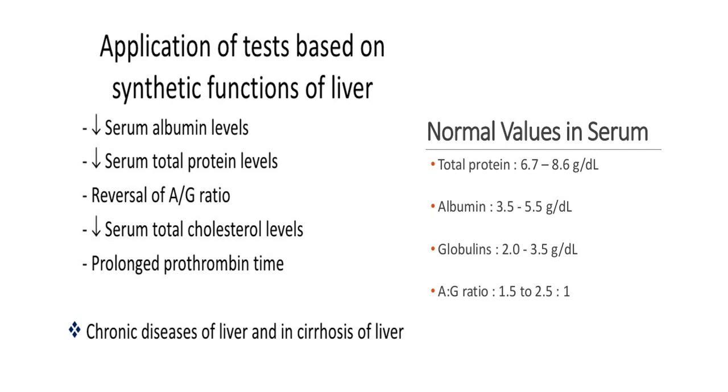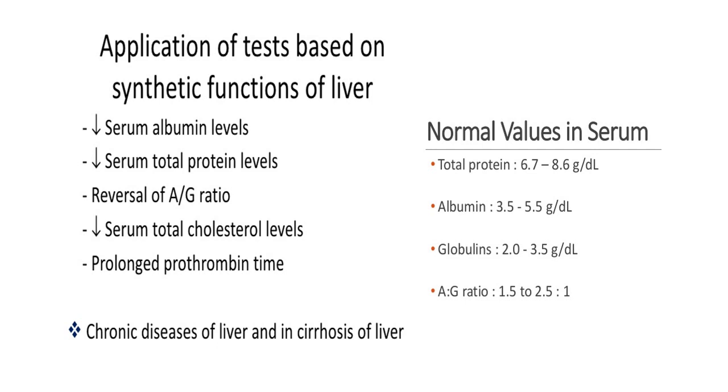Then serum cholesterol. Cholesterol is also formed in the liver and is also excreted in the liver, along with the bilirubin or bile salts. Then prolonged prothrombin time, when you check prothrombin time, you also have an idea whether the coagulation factors are being formed or not. So this happens in case of chronic disease of liver and cirrhosis of liver. Albumin to globulin ratio is 1.5 to 2.5 is to 1.